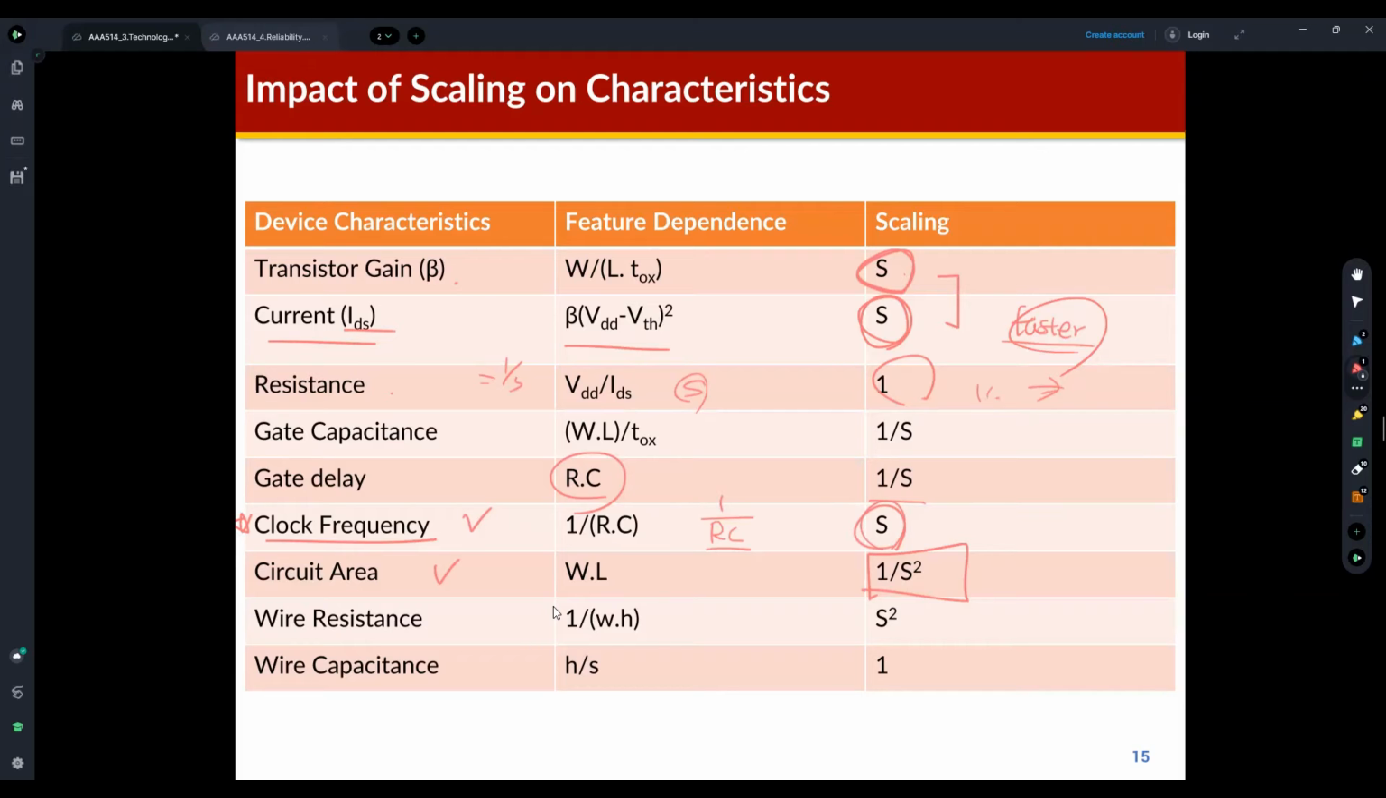And so this is the 2D device, the planar device. So we can reduce the circuit area by 1 over S squared. And wire resistance is S squared, and wire capacitance is 1. But this is the important factor, clock frequency and circuit area. So actually, this is a good thing.